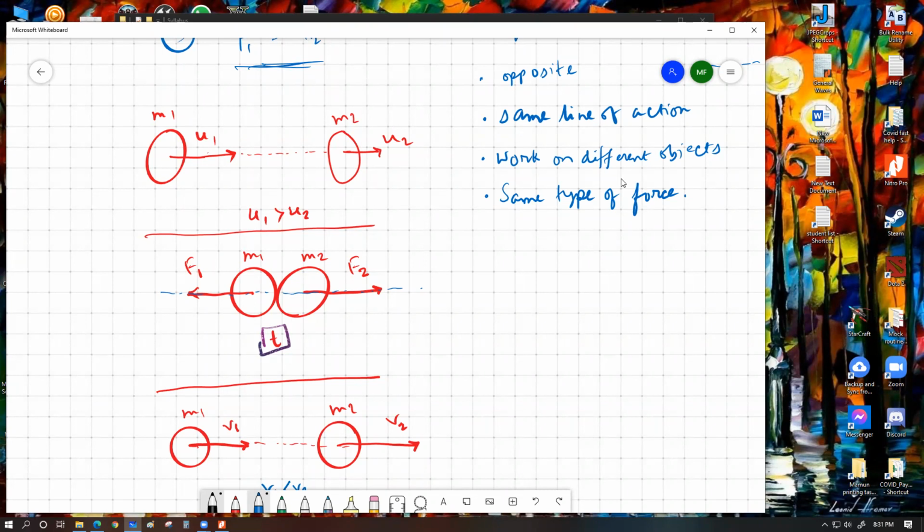For example, the sun is pulling the earth because of gravitation. In the same manner, the earth is also pulling the sun. You might wonder, how does that happen? It happens. That's the whole point of Newton's third law.